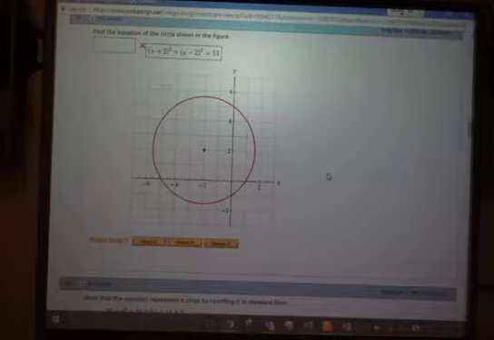But number 9, find the equation of the circle shown in the figure. When you find the equation of a circle, there are 2 things you need. One being the center. Here we see the center is located at -2, 2.